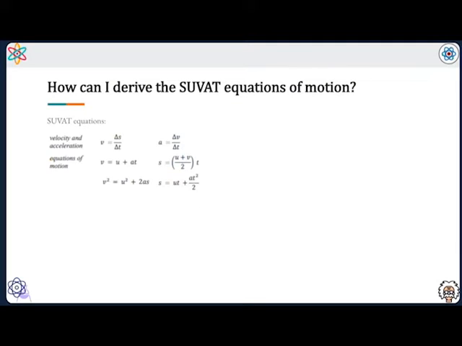Okay, cool. So how can we derive the Suvat equations of motion? How many of you guys have seen these equations before? If you've done additional maths, maybe you have. If not, no worries. Does it look familiar? Have you opened a textbook and seen these? Okay, cool. Most of you guys haven't.